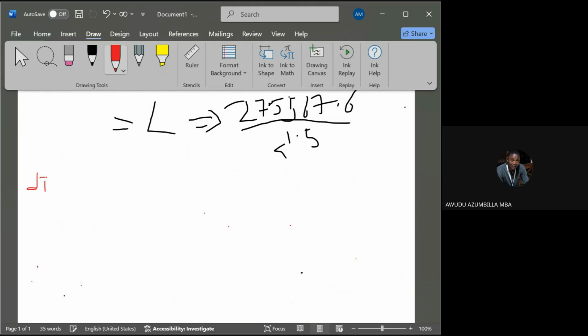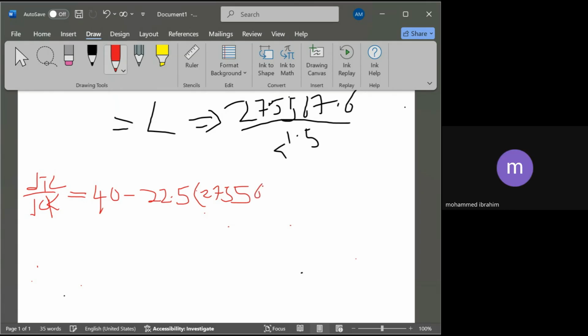It was dTC over dK equal to 40 minus 22.5 times bracket 27557.6, then K raised to the power minus 2.5. This is the first derivative that we did.